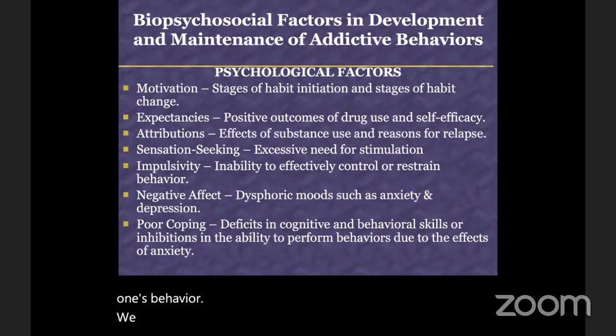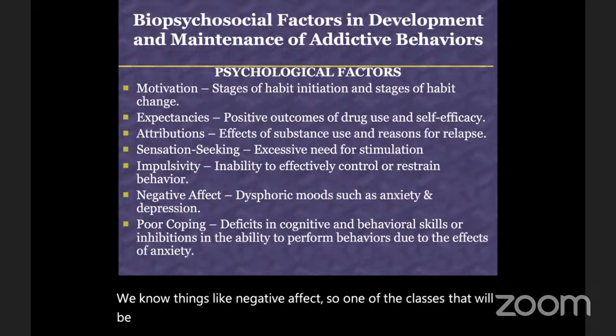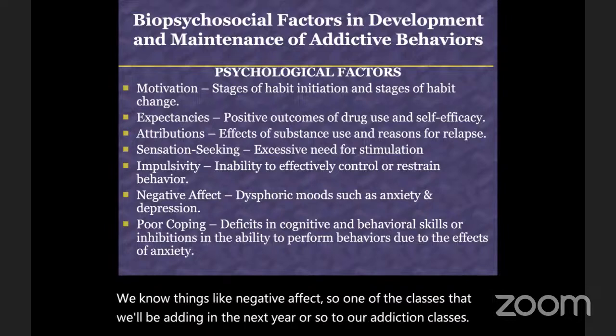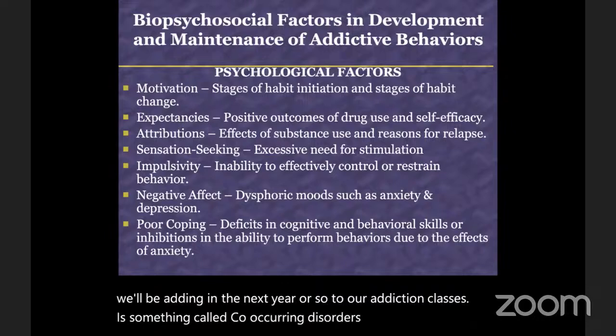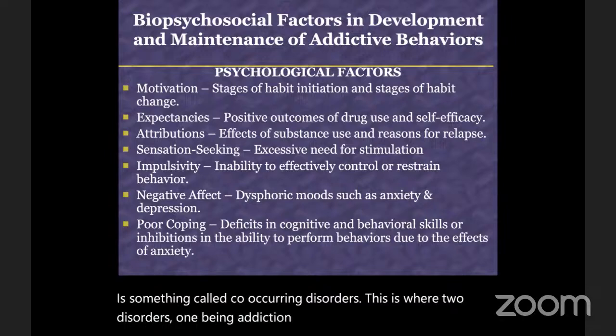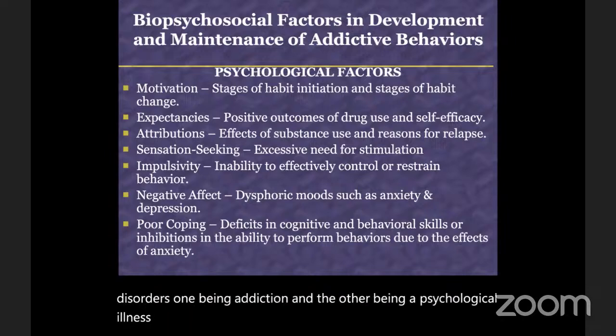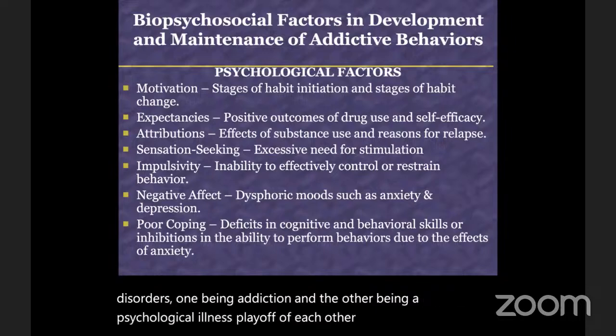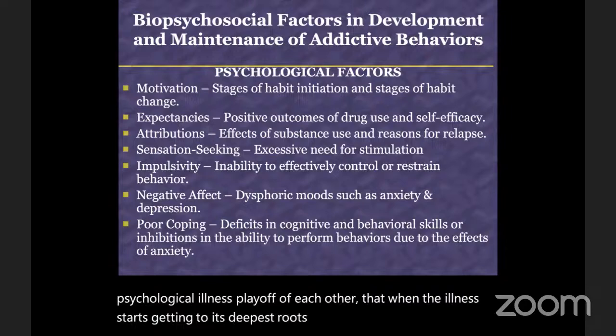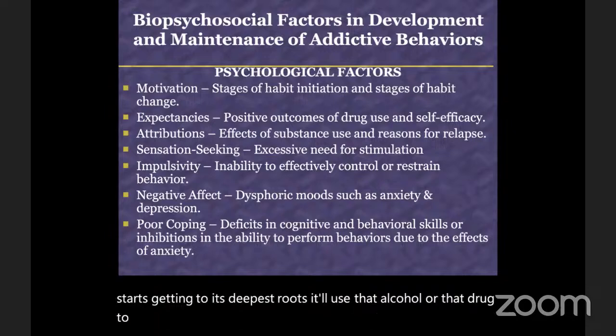We know things like negative affect. So one of the classes that we'll be adding in the next year or so to our addiction classes is something called co-occurring disorders. This is where two disorders, one being addiction and the other being a psychological illness, play off of each other. When the illness starts getting to its deepest roots, it'll use that alcohol or that drug to help control those symptoms of the disorder.